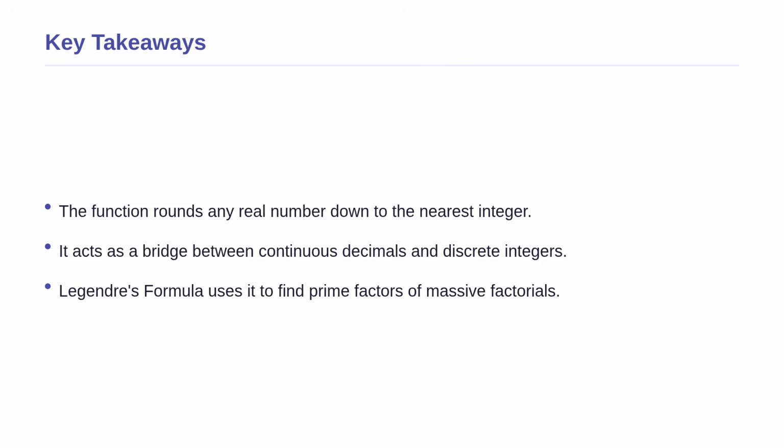We have covered a lot of ground today, so let us review the most important ideas. First, the greatest integer function is a reliable mathematical tool that always rounds any real number down to the nearest whole number, moving left on the number line. Second, it acts as a crucial bridge, allowing us to translate continuous decimal values into the discrete world of integers. Finally, we saw how powerful this simple downward pulling rule can be when applied to Legendre's formula, unlocking the ability to find the prime factorization of enormous numbers without ever needing a calculator.